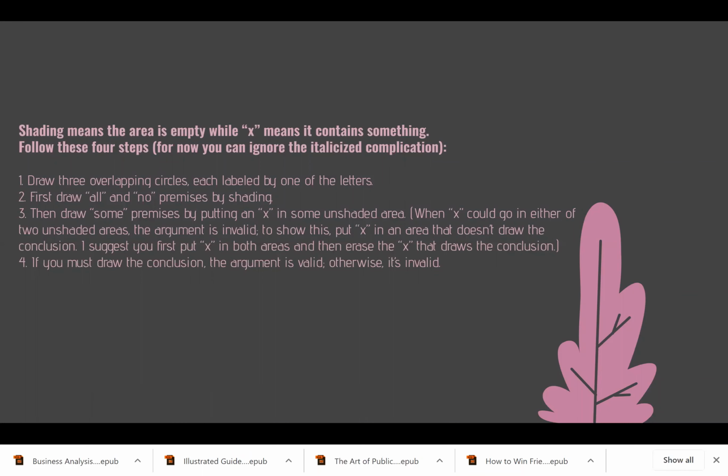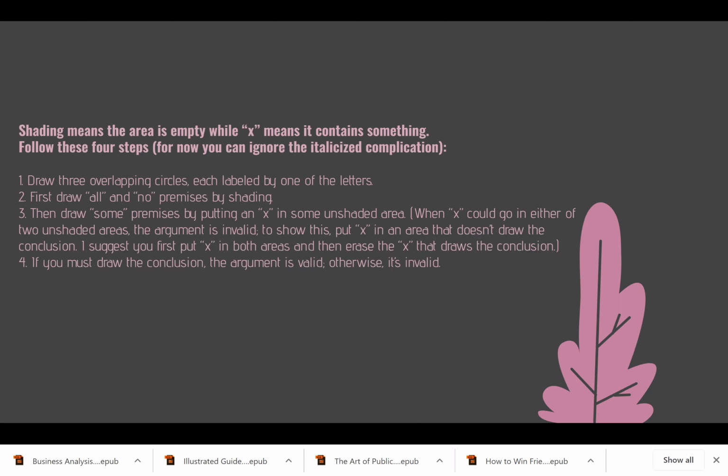Follow these 4 steps. For now, you can ignore the italicized complication. Draw 3 overlapping circles, each labeled by one of the letters. First, draw all and no premises by shading. Then draw some premises by putting an X in some unshaded area. When X could go in either of 2 unshaded areas, the argument is invalid.